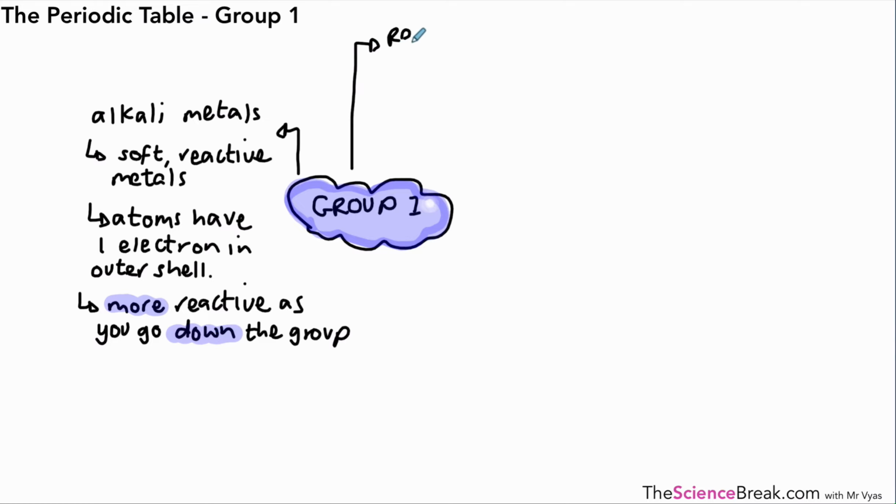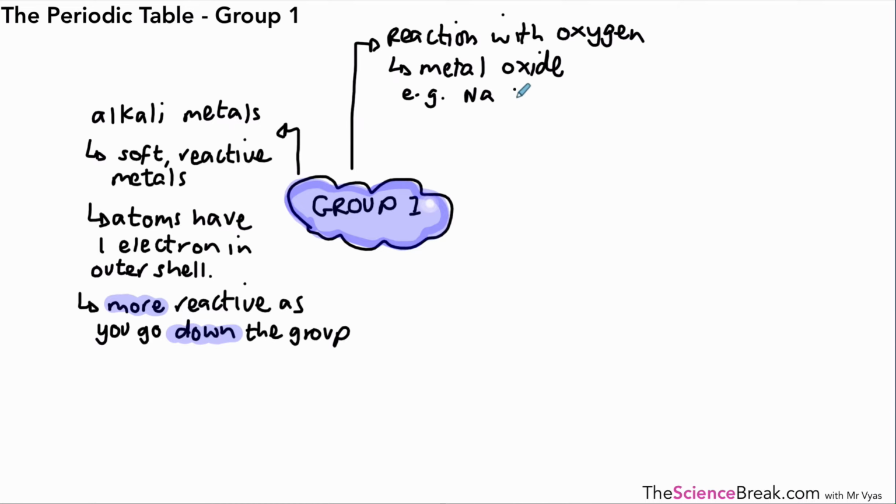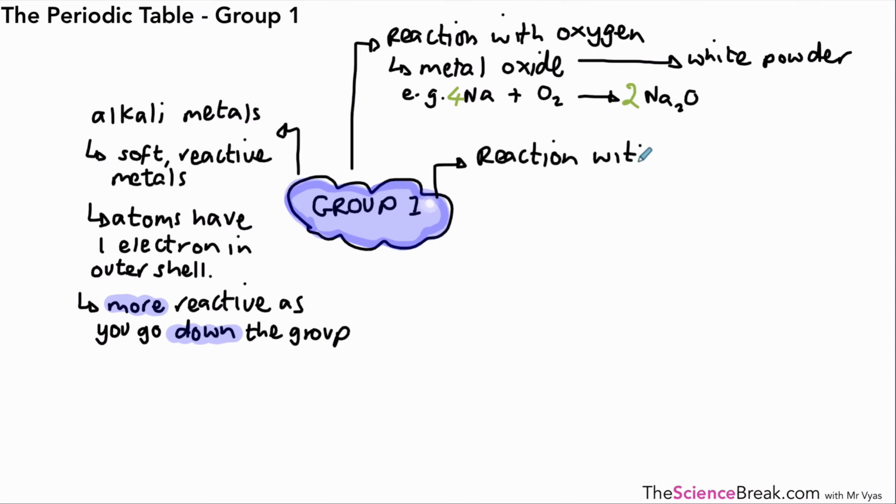We then looked at the reaction with oxygen, and we said they react quite easily and they produce metal oxides. Here's an example of one of those reactions in a balanced symbol equation. So sodium plus oxygen gave us sodium oxide, and there's our balanced equation for that. And we said that the metal oxide was a white powder, and it's the same appearing white powder for all of the elements that we've looked at, at least the first 3.